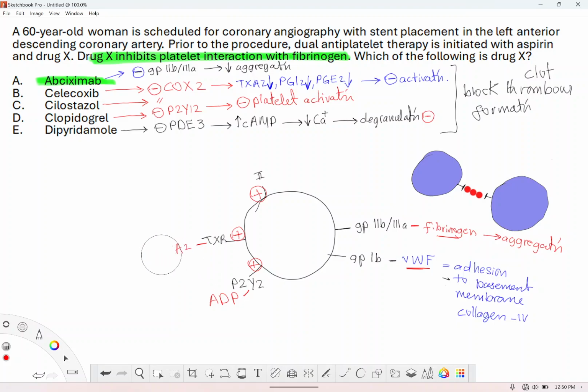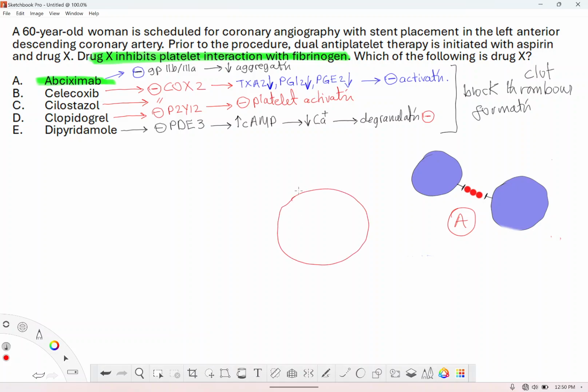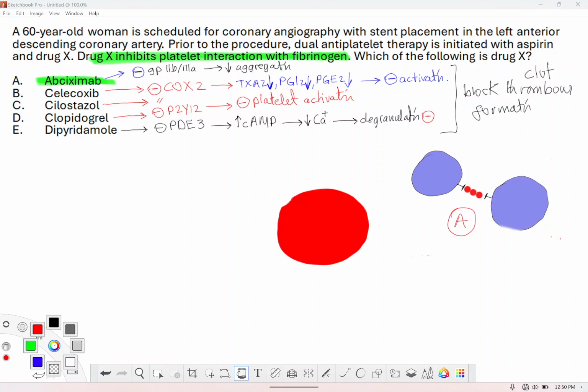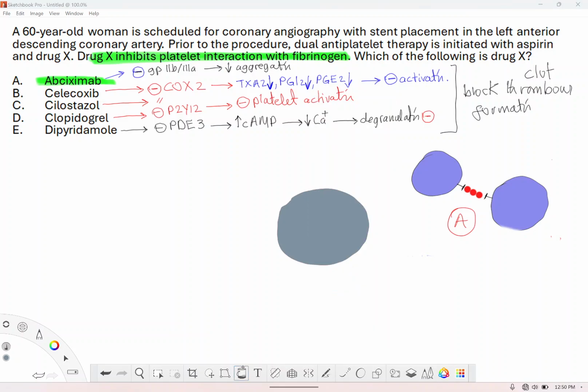Now I will erase this. So this is platelet activation. Platelet aggregation. This is platelet aggregation through fibrinogen. Let's do one more thing. Let's see what is platelet activation. Then we can put all of these together and it will make more sense. So there you go, another platelet. So what is platelet activation?